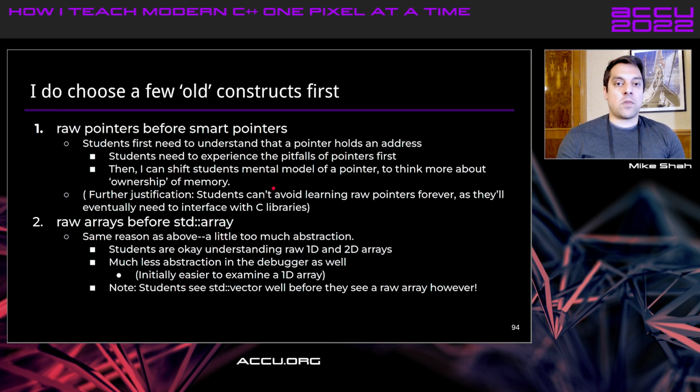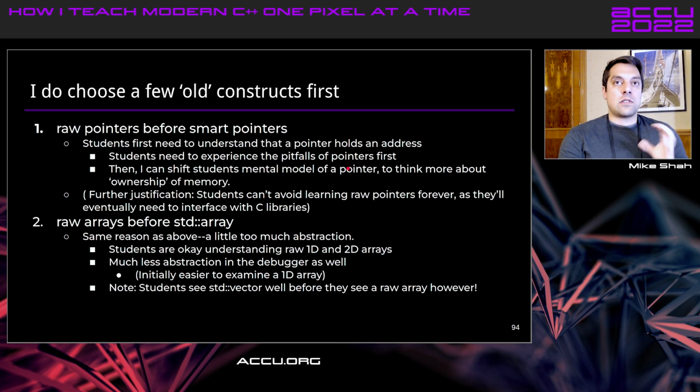And this is where I suppose things could get controversial in the Q&A. But I do, for example, teach raw pointers before smart pointers. Again, I think students have to understand what a pointer is doing, that a pointer holds an address. Teaching that so they understand what it is, showing them the pitfalls, like dangling pointers, double frees, these kinds of issues that arise with pointers. They need to experience that firsthand.